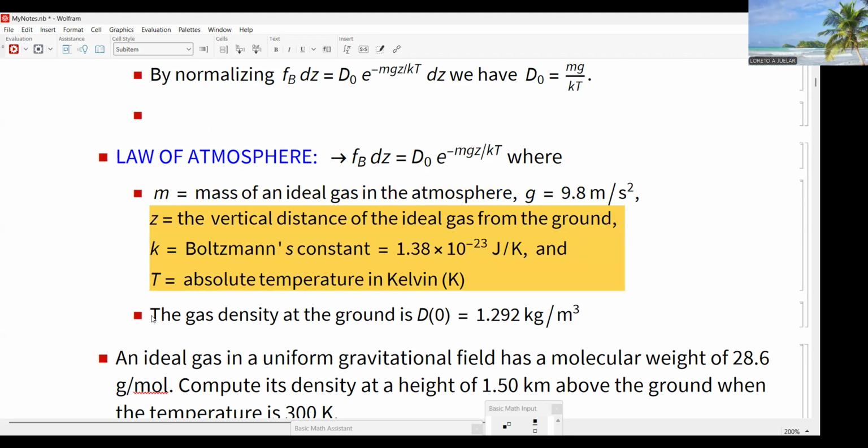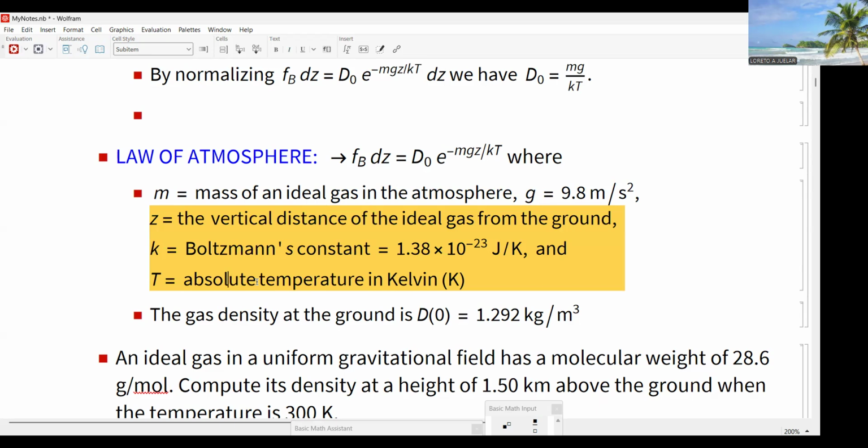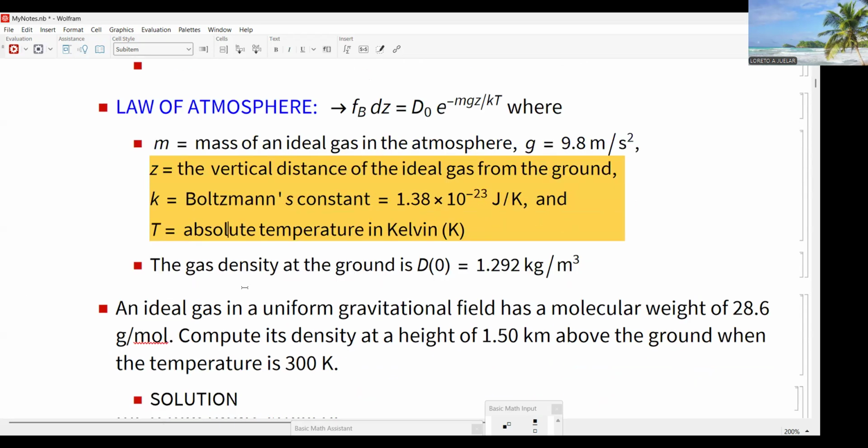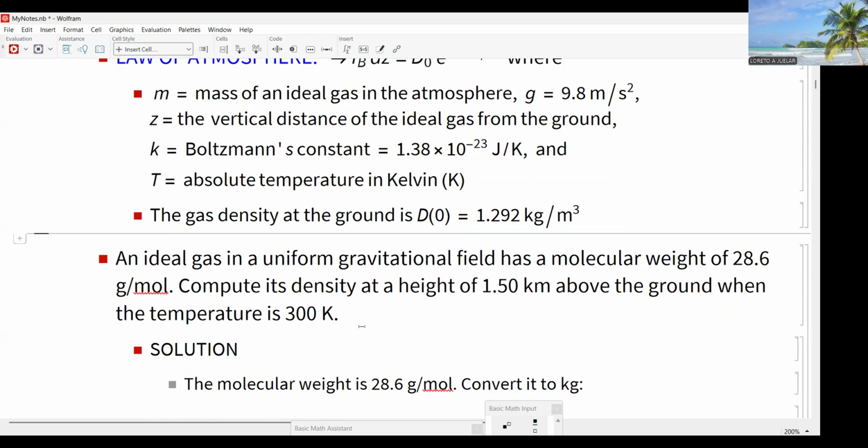We have also the z here. z is the vertical distance of the ideal gas from the ground. And the small k here is the Boltzmann constant, equal to 1.38 times 10 to the negative 23 joule per Kelvin. And the capital letter T is the absolute temperature in Kelvin. Now, the gas density at the ground is 1.292 kilogram per meter cube.